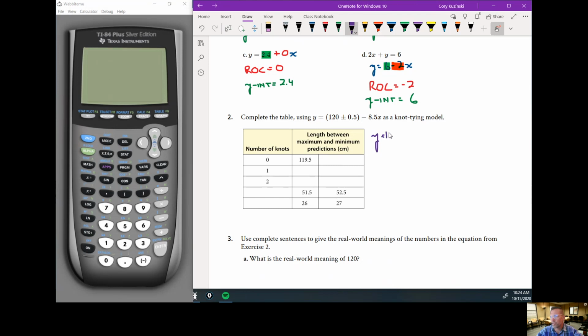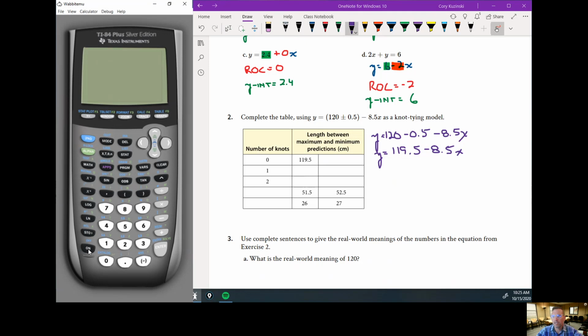Y equals 120 minus 0.5, minus 8.5x. Or if we simplified that, it would be y equals 119.5 minus 8.5x. I wrote y, even though I'm pretty sure I said x over here, so I'll fix that. All right, so we're going to use this equation to figure out these two values here.